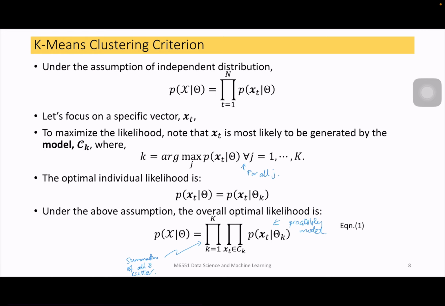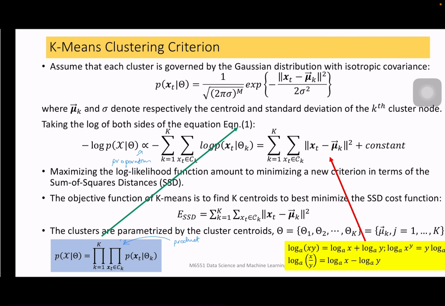So under the assumption, the overall optimal likelihood is p of x given theta, equal to the summation over all clusters k equals 1 to K, and the summation of xt encompassing Ck, of the probability of xt given theta k. So this is the k-means clustering criteria.